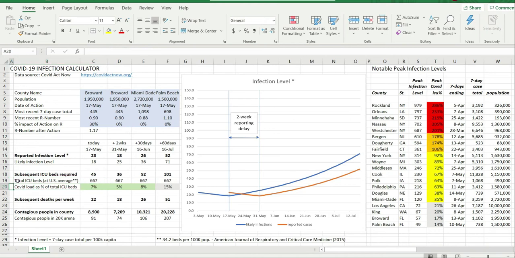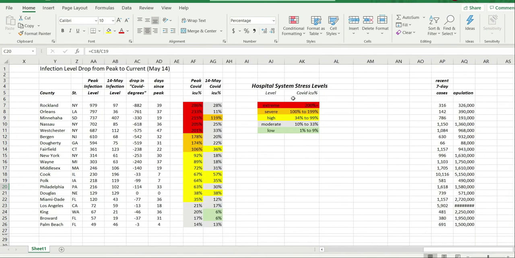So then here, COVID load is a percent of total beds. So we're going to need 45 beds for COVID. We have 667 ICU beds. So we're taking up 7% of the beds with the COVID patients based on the current infection level. So let's see what these colors mean. Over here, I've set up this hospital system stress level. So at that level, we're in the green, which means we're only using between 1% and 9% of ICU beds for COVID. Not great, but it's still not bad.